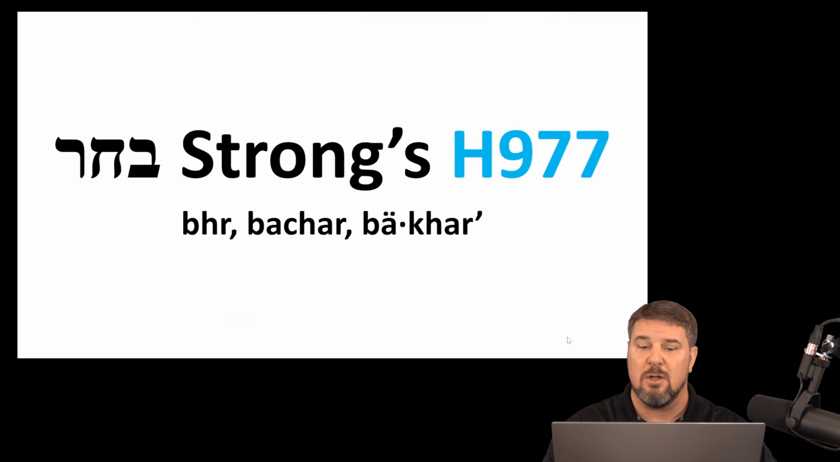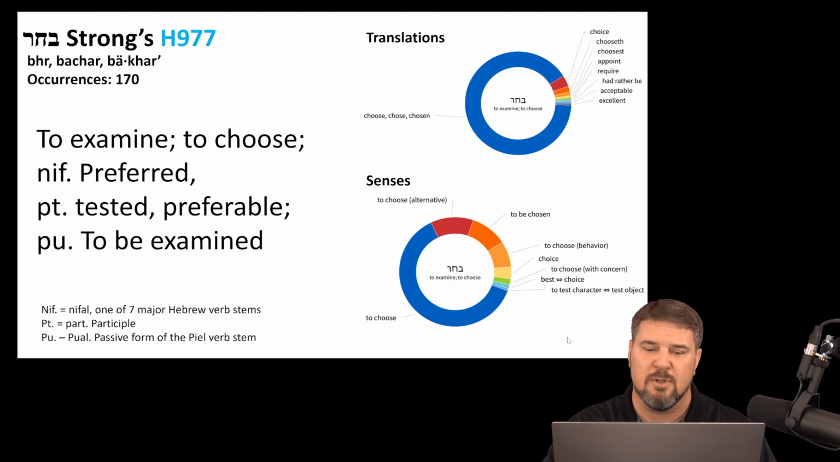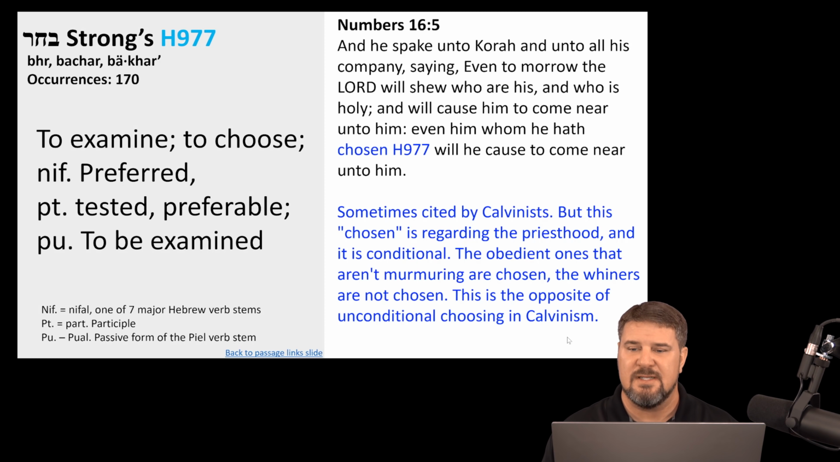So we're going to start with Strong's H977, Bahar, all right? To examine, to choose, preferred, tested, preferable, to be examined. And let's look at the uses here. In Numbers 16:5, even him whom he hath chosen will he cause to come near him. This is sometimes cited by Calvinists, but this chosen is regarding the priesthood, talking unto Korah, and it is conditional. The obedient ones that aren't murmuring are chosen. The whiners are not chosen. This is the opposite of unconditional choosing in Calvinism.